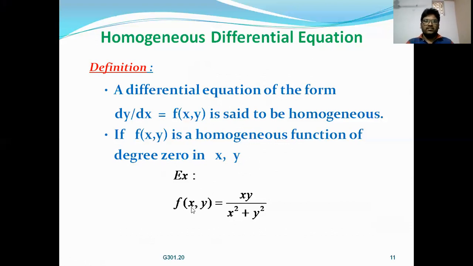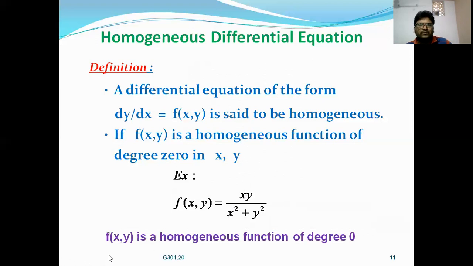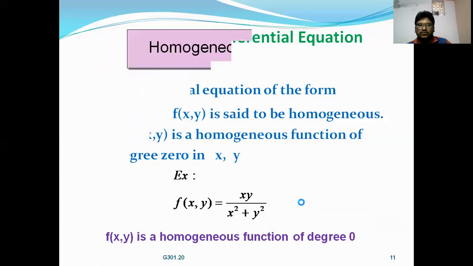I will give one example. See here, f of x comma y is equal to xy by x square plus y square. This is the example for the above definition. In the numerator you have x power 1 and y power 1, and adding 1 plus 1 you get 2. In the denominator also you get 2, so they cancel. Here the degree of the homogeneous function is 0, so this is a homogeneous differential equation. So f of x comma y is a homogeneous function of degree 0.